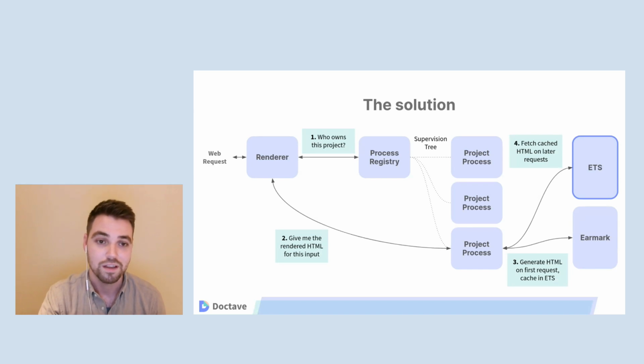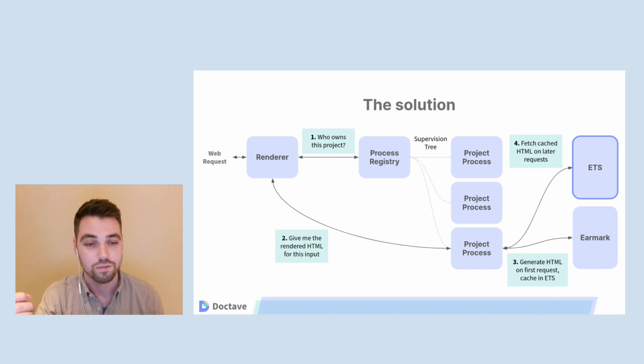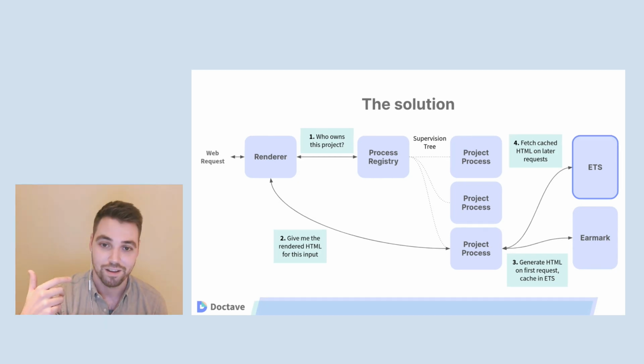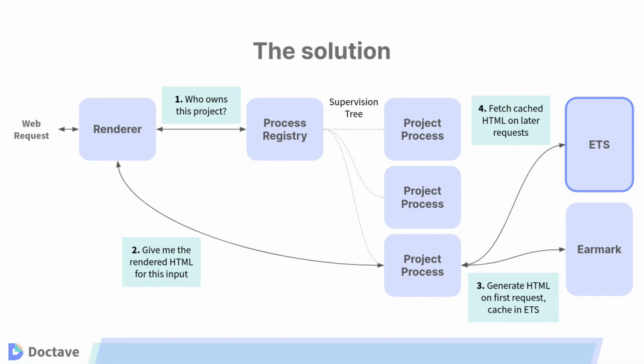So the solution that we ended up building looks kind of like this. If a web request comes in, we hit a renderer, which then talks to a process registry, which supervises a whole bunch of processes that are responsible for a given project's Markdown and HTML. The renderer asks, hey, can you give me the ID of the process that owns this particular piece of content? The process registry responds and says, hey, you need to go talk to this guy. The renderer then asks, hey, can you please give me the rendered HTML for this given input? If this is the first time the project process is being asked this question, it's going to generate the HTML by calling Earmark, cache that HTML in ETS, and then send back the response. If it's the second time it's seeing that, it's just going to go straight to ETS and return the HTML. And this is a fairly simple but functional cache.